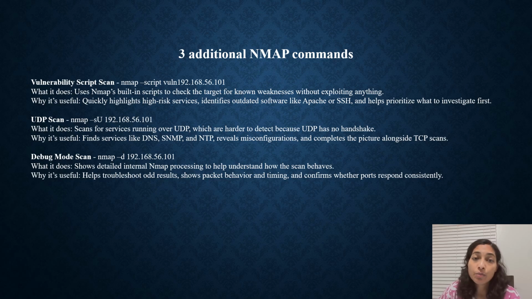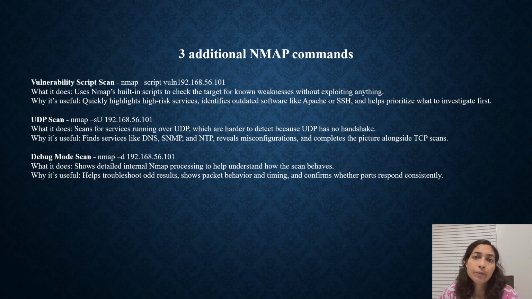Next, I ran a UDP scan. UDP services are harder to detect since there are no handshakes. So this scan helps uncover things that a normal TCP scan might miss, like DNS or NTP. It also reveals misconfigurations and gives a more complete picture of what the system is running.